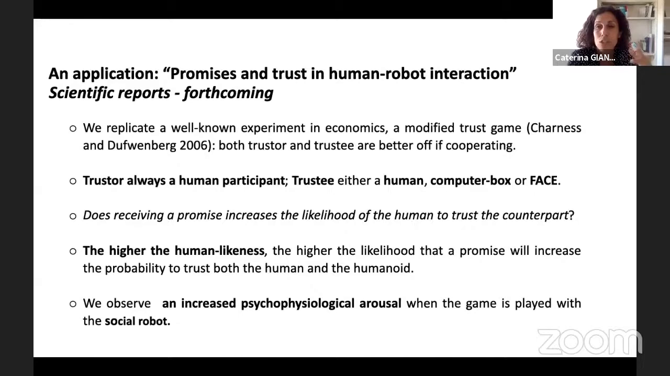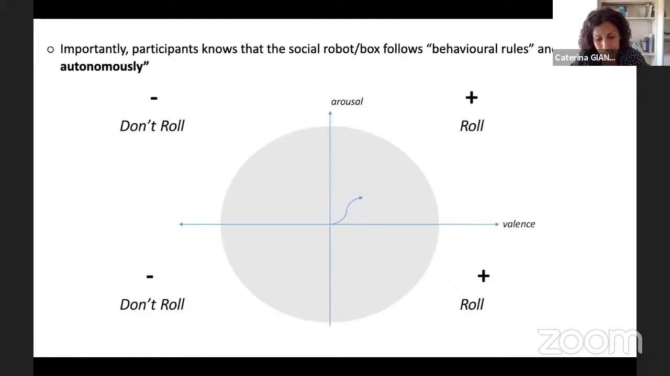To make you understand why this experiment is interesting and is an application of what Lorenzo has just explained, I show you how the robot takes a decision in our experiment, because this is really crucial. In this experiment, participants know that the social robot and the box will follow their behavioral rules and they will decide autonomously whether to roll or not roll the dice. And as you see, the choice depends on the mood of the robot, of the artificial agent.